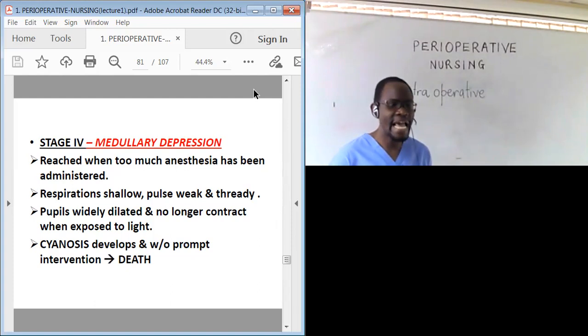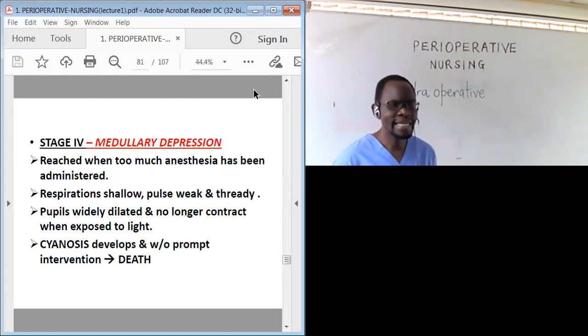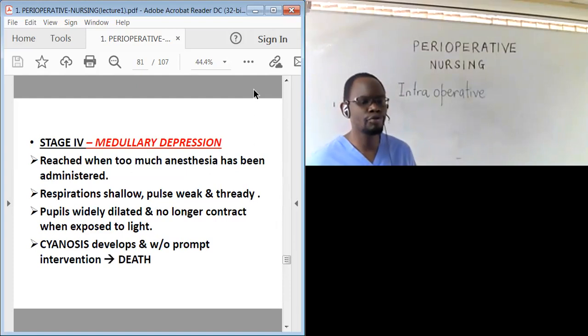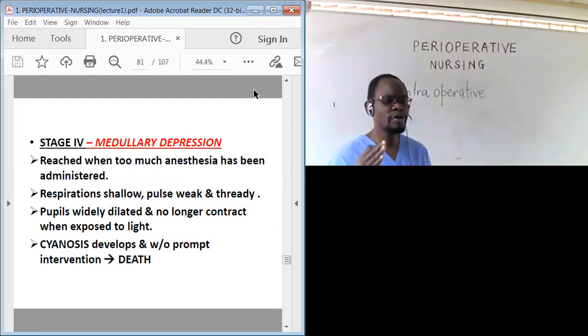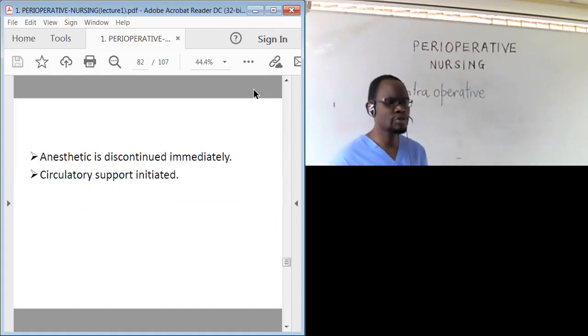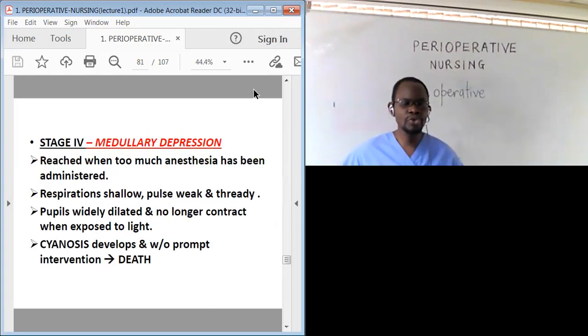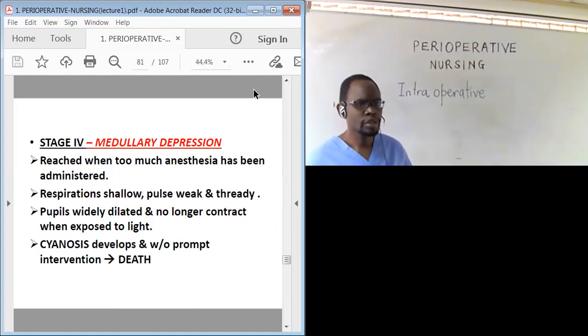At this stage, there is need for the surgeon to stop, so that the anesthesiologist can work on rejuvenating this patient, or even reduce the anesthesia so that the patient can pick up, and then probably the surgeon can now start. So the anesthesia is discontinued immediately, and then circulatory support is initiated. Because remember here, the pulse is weak, so you need to give fluid to help the pulse pick up. So something like that.